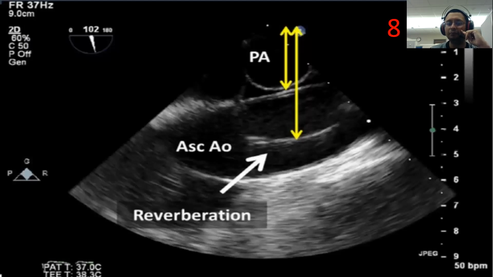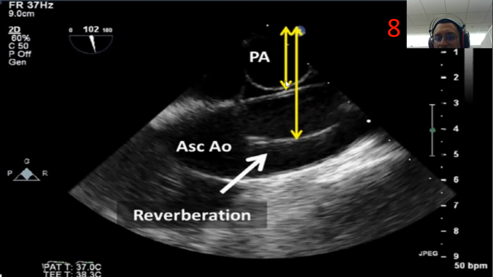Alright, so this is an example of reverberation artifact. So, for example, this is your pulmonary artery. This is your ascending aorta. What happened in this situation is, you have your pulmonary artery here, and then you have this line here. But what happened is it reverberates. You have an ultrasound source there, it goes through the wall here, so that is a real image.